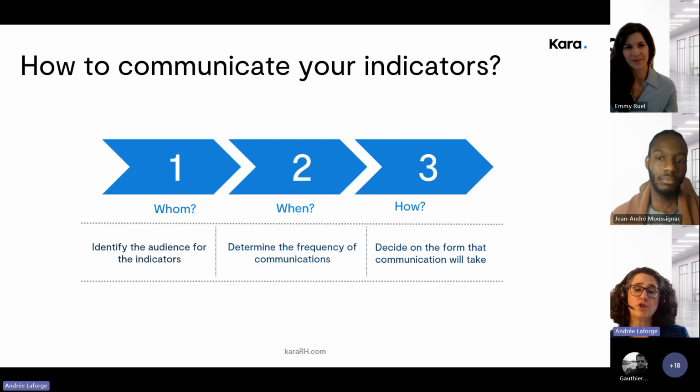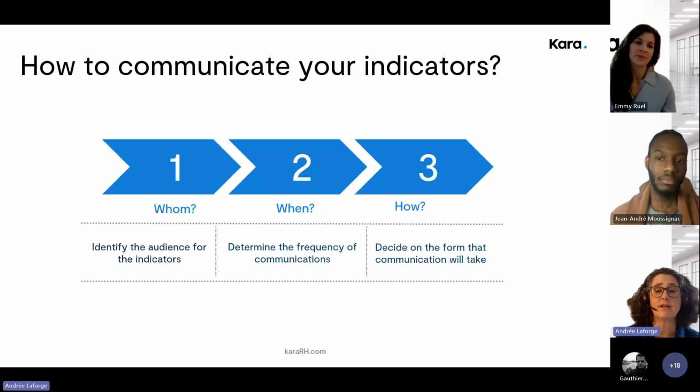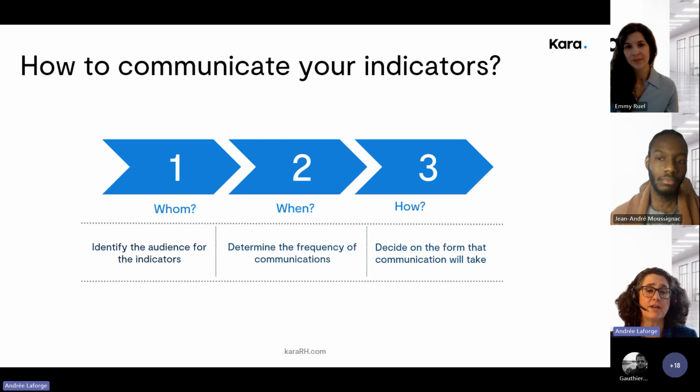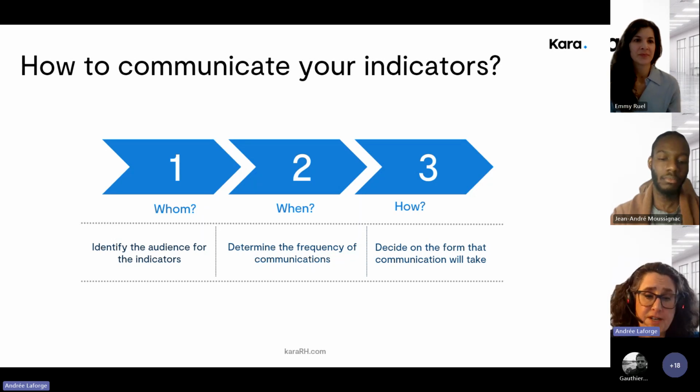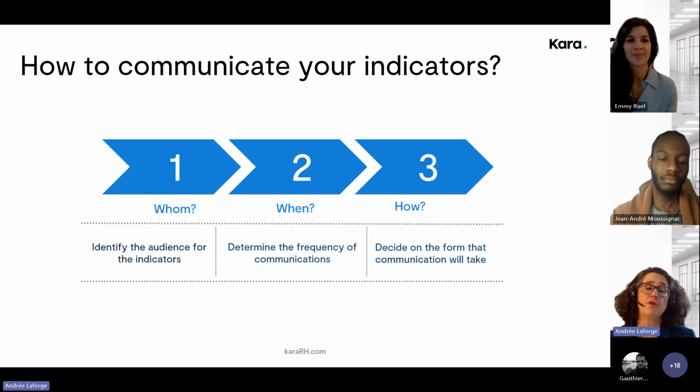So you should consider options such as quarterly. I would say quarterly for upper management is probably the best frequency, and maybe monthly for your HR department. But you could also, if you have the right technology, be on a real-time update, okay?